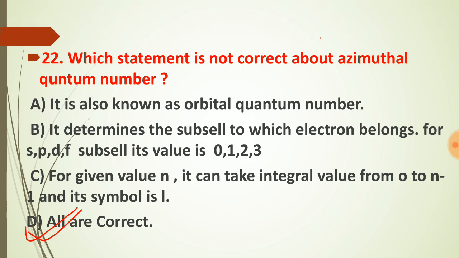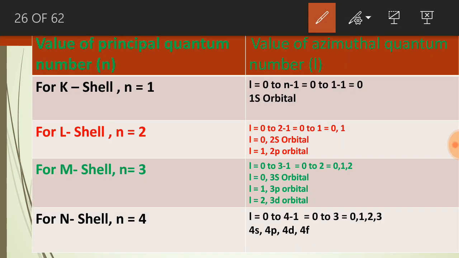Let us see this from the table. In this table, if the electron is in K shell, its principal quantum number is 1, and its azimuthal quantum number is 0 to n minus 1. Here the value of n is 1, so 1 minus 1 is 0. So if L is 0, then it is S orbital. For L shell, n value is 2. So our L lies from 0 to 2 minus 1, that is 0 to 1. 0 to 1 means first 0 and second is 1.